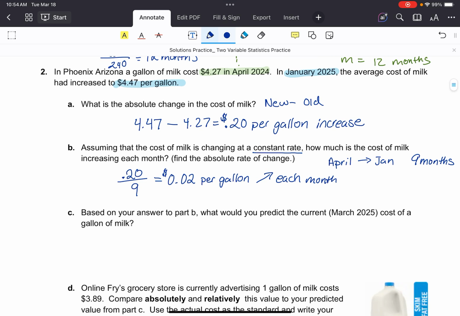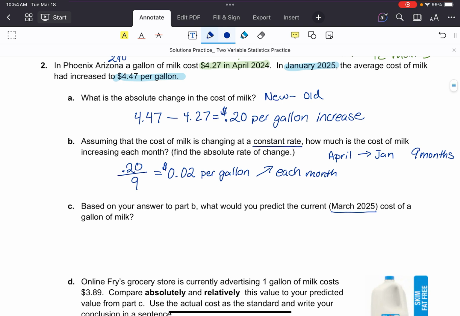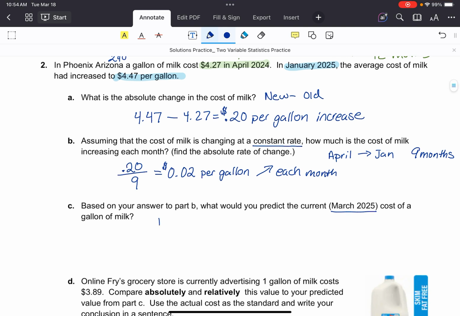Now, based on my answer in part B, how much would I predict that the current cost of milk would be? So in this case, I'm going to use January as my initial amount. So January, it cost $4.47. Well, in February, it would then cost 2 cents more. So I could add 2 to that and it would be $4.49. And then March, I'm going to add another 2 cents and that would be $4.51 per gallon.